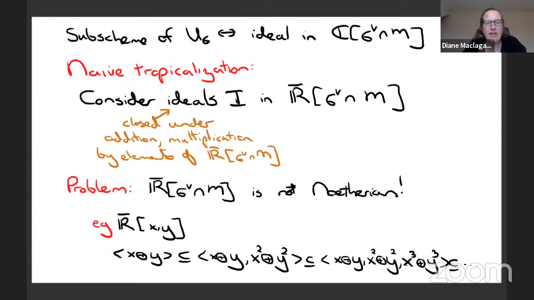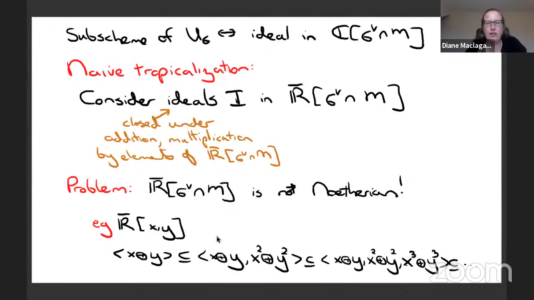And you can check that in the same way, your x cubed plus y cubed is not in this ideal, and so on. So we get these non-Noetherian ideals. We get this infinite ascending chain of ideals, so a non-Noetherian ring, and not every ideal is finitely generated.